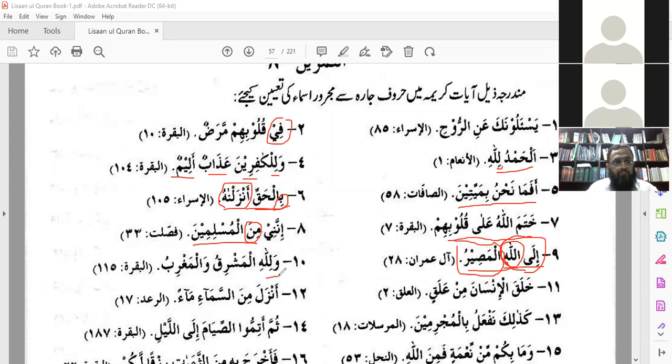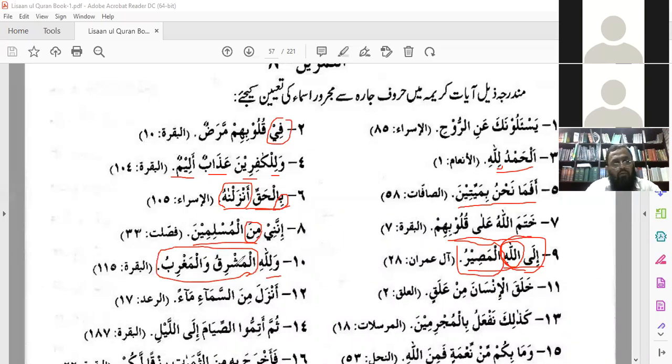Number 10? Or shall I ask someone else? Walillahi al-mashriq. Yes, go ahead. Walillahi: lam is harf jar and Allah is majrur. Jar with its majrur becomes shibh jumla, khabar muqaddam.